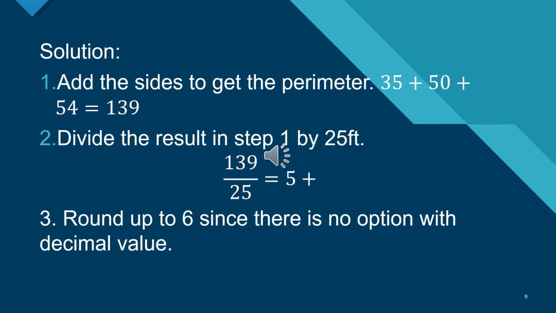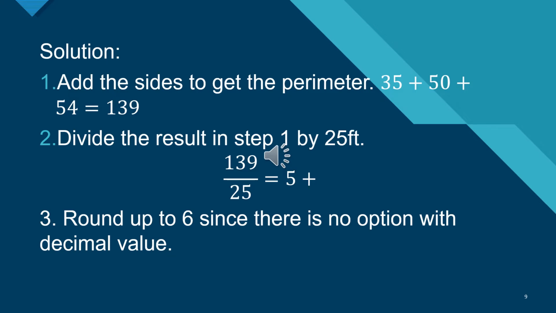Now, if you analyze this problem, this is a relatively easy one. To solve this, we first need to find the perimeter of the triangle. So we need to add the sides. We have 35 plus 50 plus 54, which is equal to 139. Now after getting 139 as the perimeter, we divide this by the 25 feet. Why 25? Because that is the length of each roll for the fence.